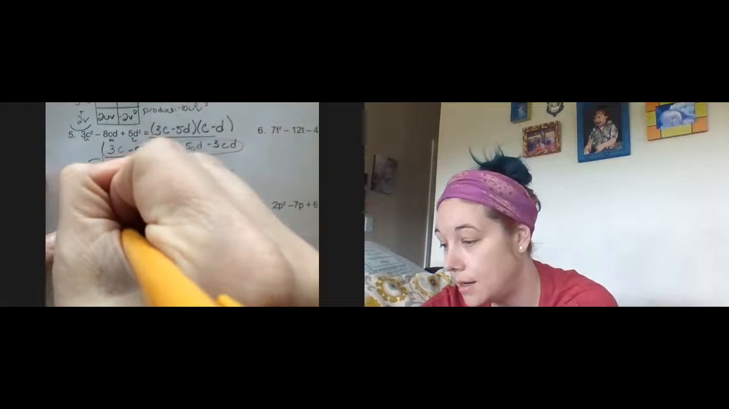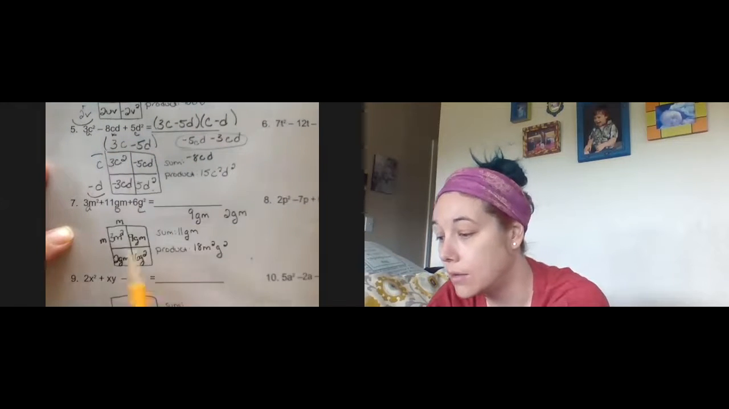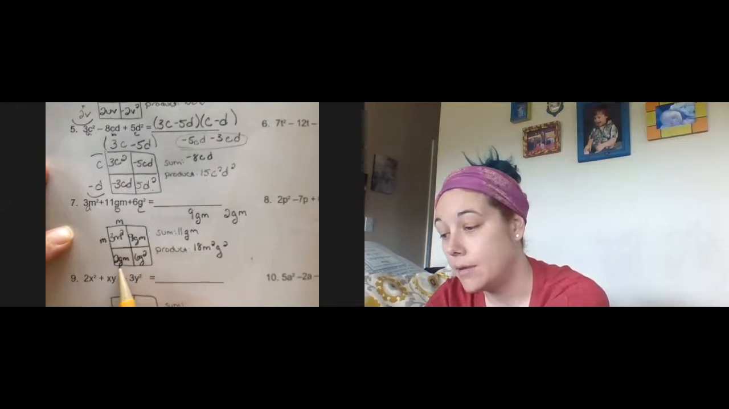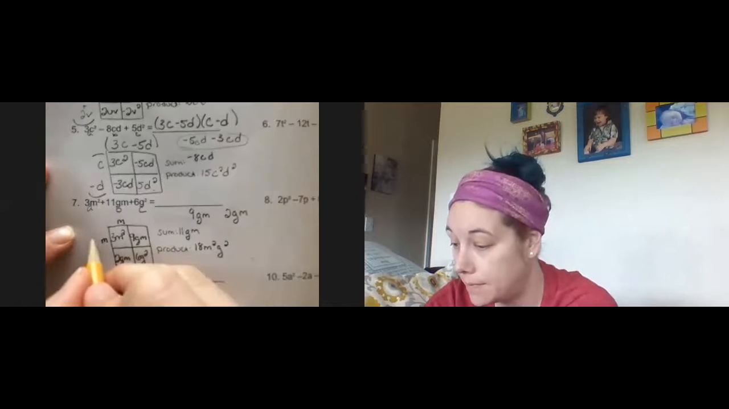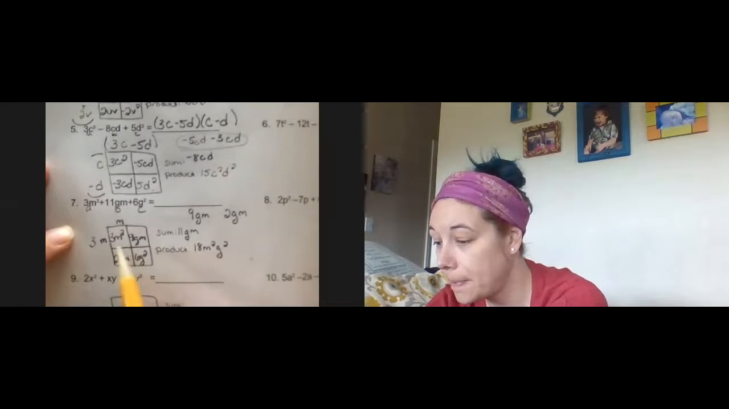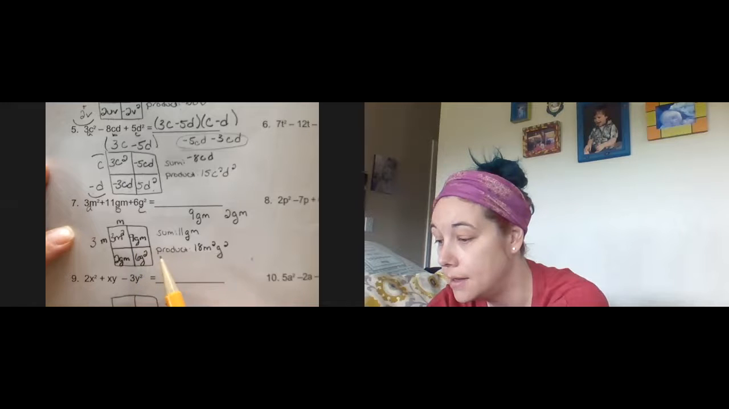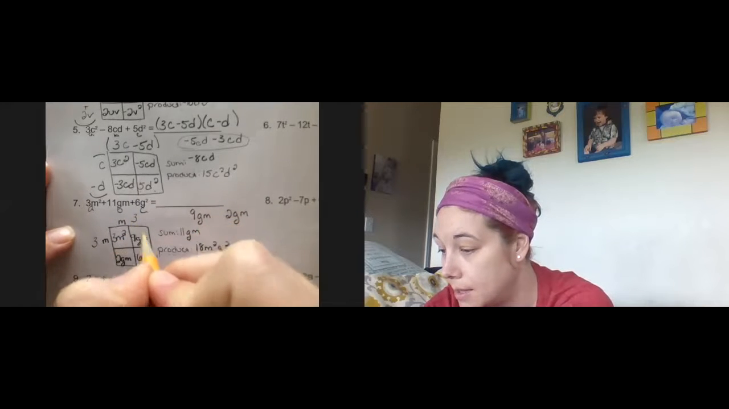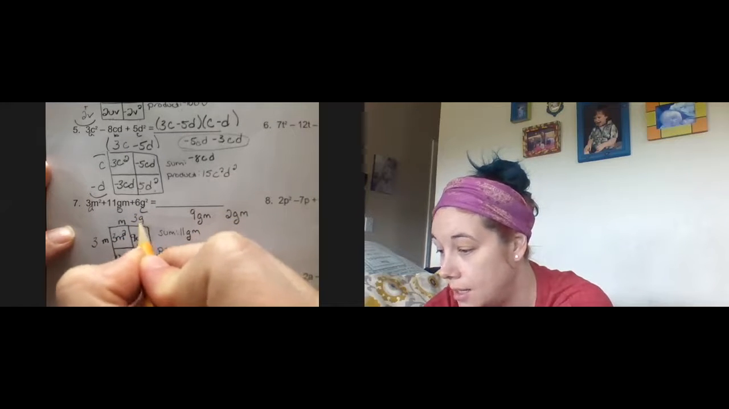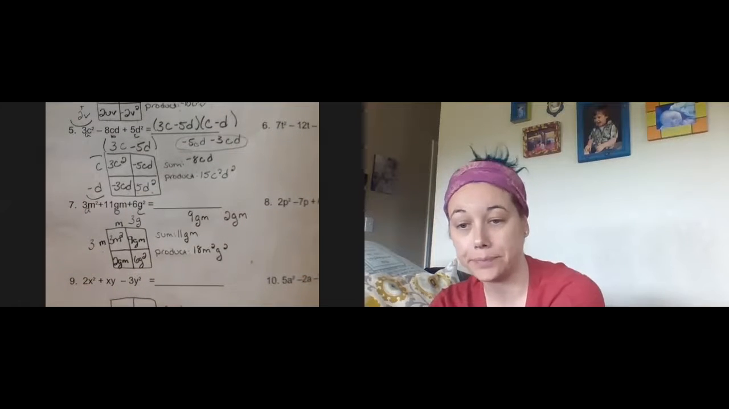All right, let's fill out the outside. I know I need an M here and an M here. Where does that 3 go? 3 isn't a factor of 2, but it is a factor of 9. So it goes out here. Okay, what times 3M gives me 9GM? 3 times 3 is 9, and G times M is GM.